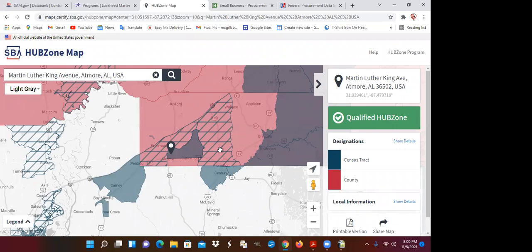Now, if you had 4 employees, then at least 2 of you have to live in that HUBZone area, because at least 35% of the employees have to be living in a HUBZone area in order for you to get HUBZone. So if you're the only employee, you automatically qualify. If you've got 2 employees, you automatically qualify even if one doesn't live there, because you account for 50% of your employees. You ain't got but 2.